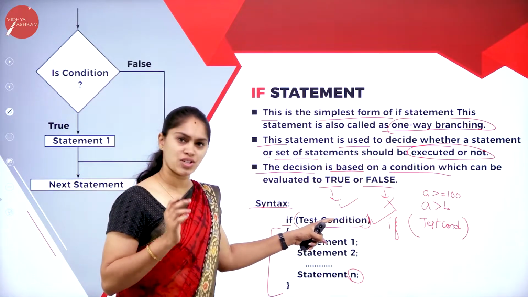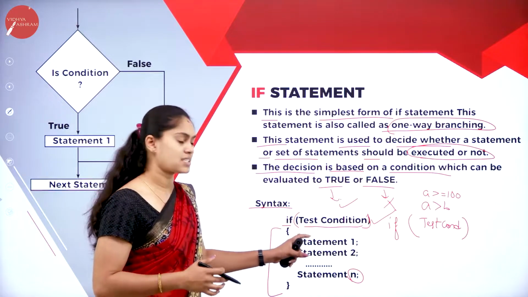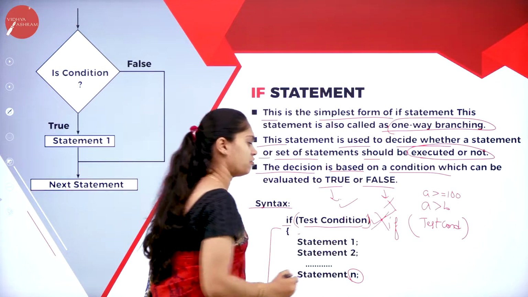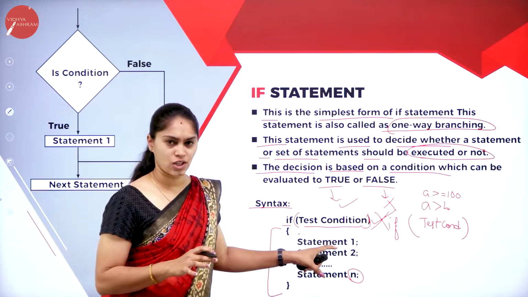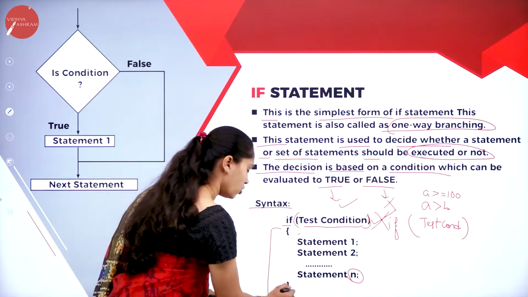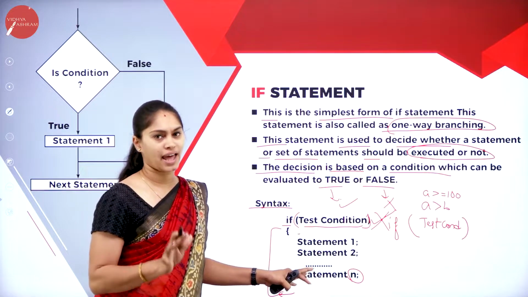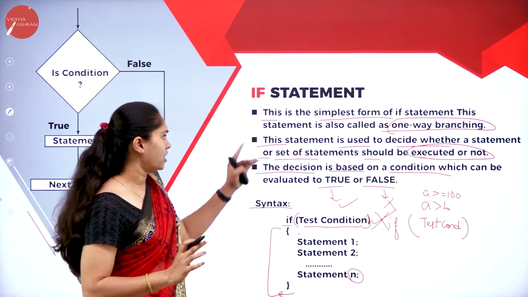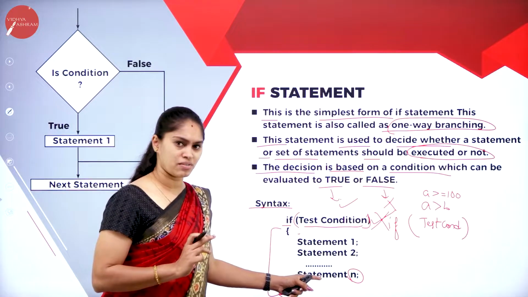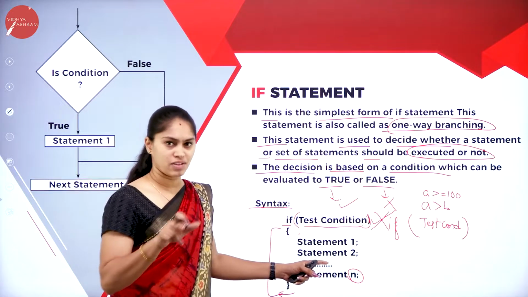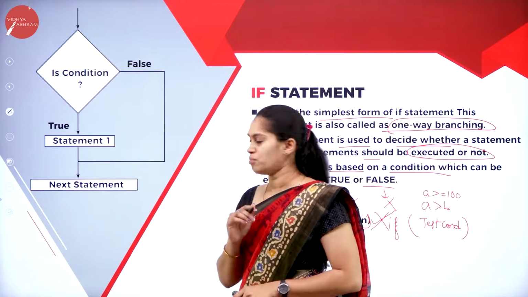So if the test condition is true, then we are going to execute this number of statements. If this condition is not true, or if it is false, these statements won't execute. It will just come out of this loop and whatever the next line of code is in the program, that will be executed. This is what you have to remember within this if statement: if the condition is true, then only the set of statements will execute. Otherwise, it will move out of the loop and execute the next statement of the program.